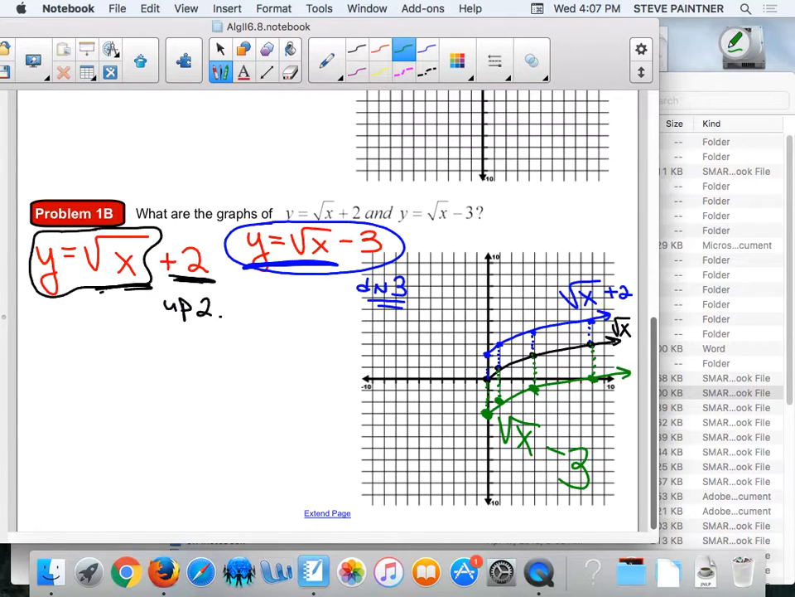On your graph paper, when you do your assignment, please write this down. The parent function, square root of x, the next function, square root of x plus 2, and the last one is the square root of x minus 3. Write that down so I know the difference between all your graphs. But these graphs are just vertical transformations, up 2, down 3. Pretty simple graphs. All right, next.